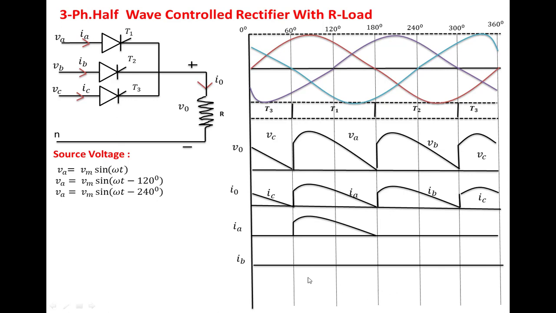In the same manner, you have to draw the phase B current. Phase B is supplying a current here in this duration. In the remaining duration, the phase B current becomes 0. In the same manner, you have to draw it for phase C.